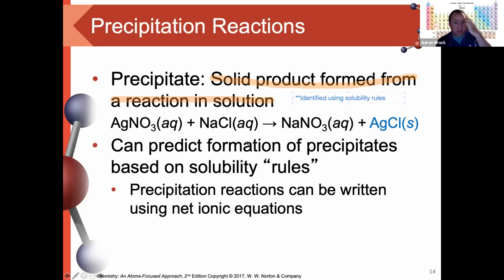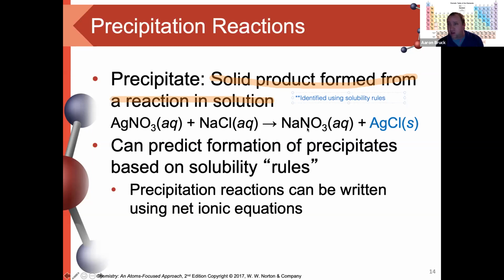So in this particular example, we are told that the silver nitrate is aqueous, which means that it's dissolved in water. We're told that the sodium chloride is aqueous, which means it's dissolved in water. We're told that the sodium nitrate is aqueous, which means it's dissolved in water. And the silver chloride here is a solid, which indicates that it is not dissolved in the water. Now, if I didn't have these labels, if I just had the substances, I should still be able to look at these and go, okay, nitrates are always soluble, so that's a soluble salt. Sodium compounds are always soluble, so that's a soluble salt.